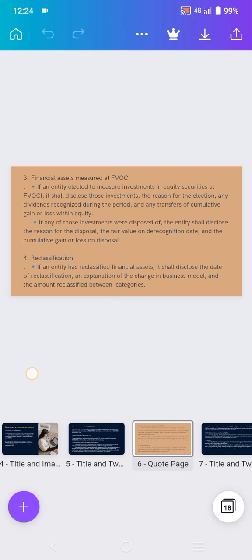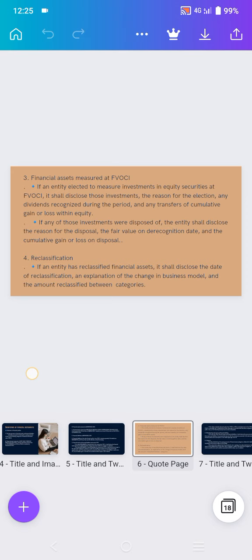Number 4, reclassification. If an entity has reclassified financial assets, it shall disclose the date of reclassification, an explanation of the change in business model, and the amount reclassified between categories. So, dito po sa number 4, reclassification, kailangan po natin i-classify yung mga financial asset. Kailangan po natin ulitin kasi po, madi-disclose na po nila yung mga date of reclassification.